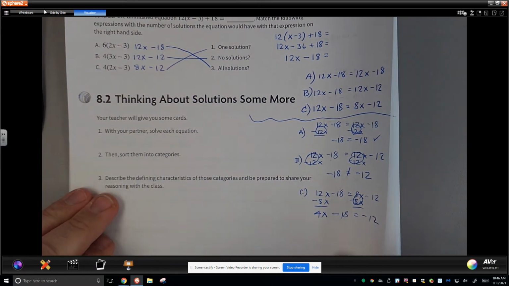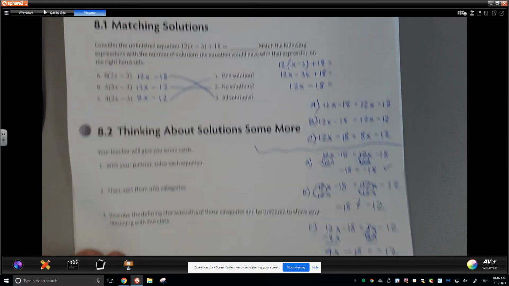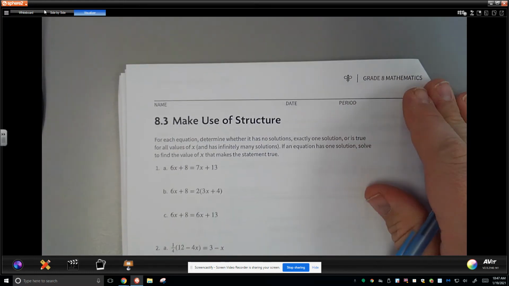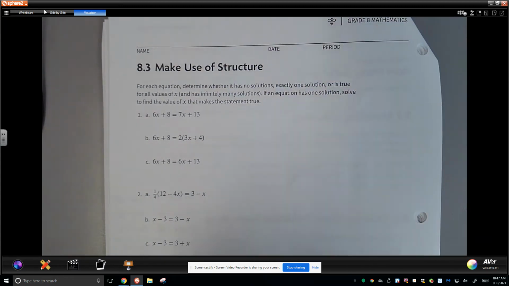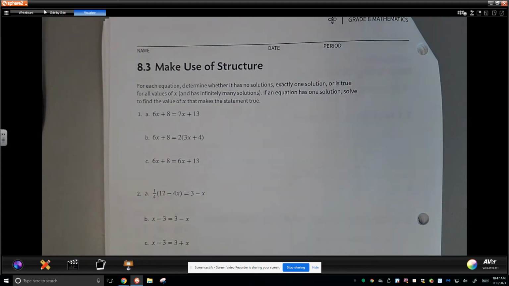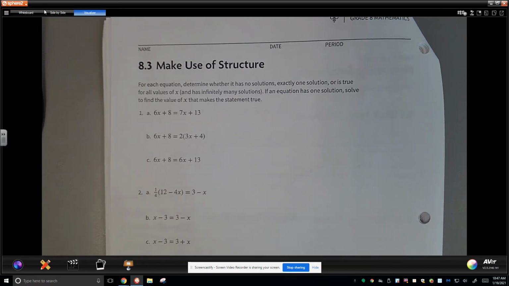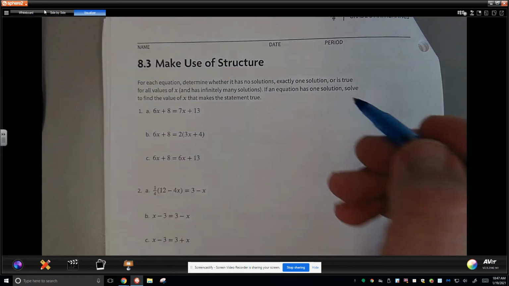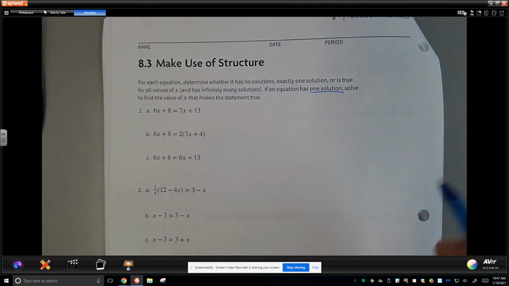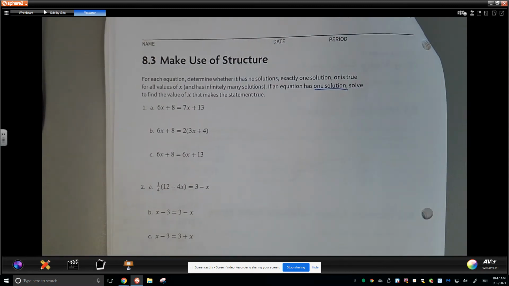Let's go ahead and put this to practice. We're going to skip over 8.2. And here in 8.3, the concept is this: for each equation, determine whether the situation has no solution, exactly one solution, or is true for all values, meaning infinitely many solutions. If the equation has one solution, then we have to solve that equation to make the statement true.